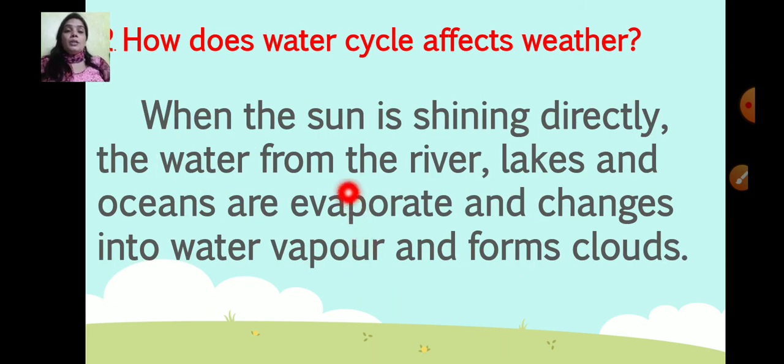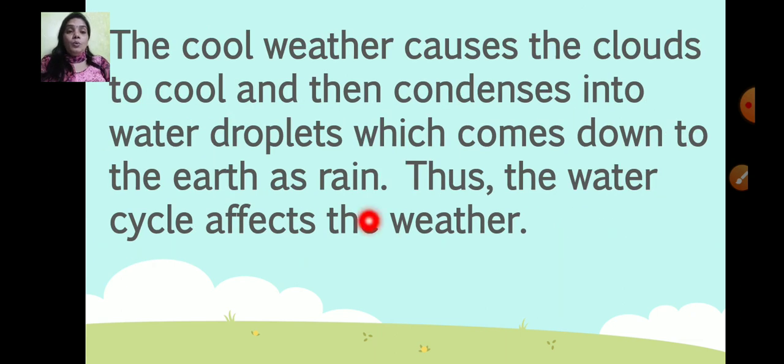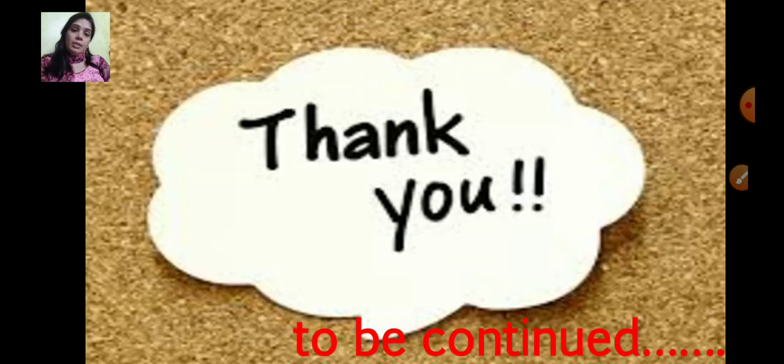Now, how does the water cycle affect weather? When the sun is shining directly, the water from the rivers, lakes and oceans evaporates, changes into water vapor and forms the clouds. And the cool weather causes the clouds to cool and then condense into water droplets, which come down to earth as rain. Thus the water cycle affects the weather.